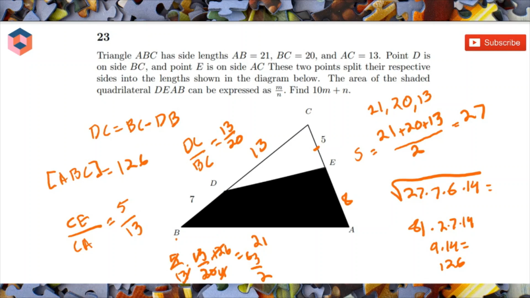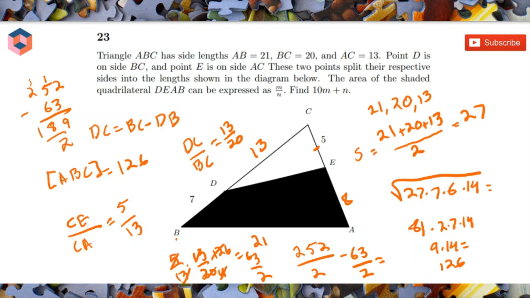Let's write 126 with a denominator of 2, so that would be 252 over 2 minus 63 over 2. That would give us 252 minus 63. Now what do we do? Now we just do that subtraction. Doing the subtraction, we would get 12 minus 3, 9, 15 minus 7 equals 8. We get 189 over 2.